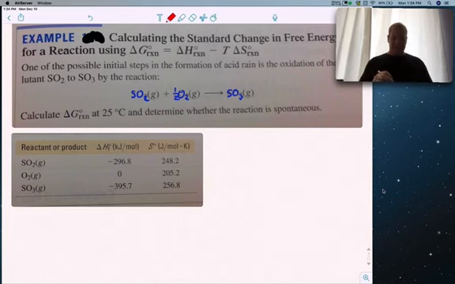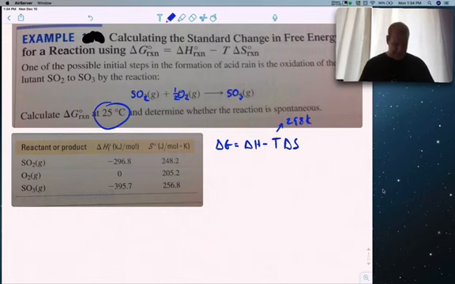So acid rain forms in part by SO2 reacting with oxygen to form SO3, and then SO3 reacts with water to form H2SO4, which is sulfuric acid. What is the delta G of the reaction at 25 degrees Celsius, and determine whether the reaction is spontaneous? We already know it's spontaneous because it happens here in Hawaii, and you can tell if you go to a graveyard and see how corroded all the gravestones are. But let's go ahead and solve the problem. Delta G is delta H minus T delta S, and our T is 298 Kelvin, which is 25 degrees. So we've got to figure out delta H and delta S.